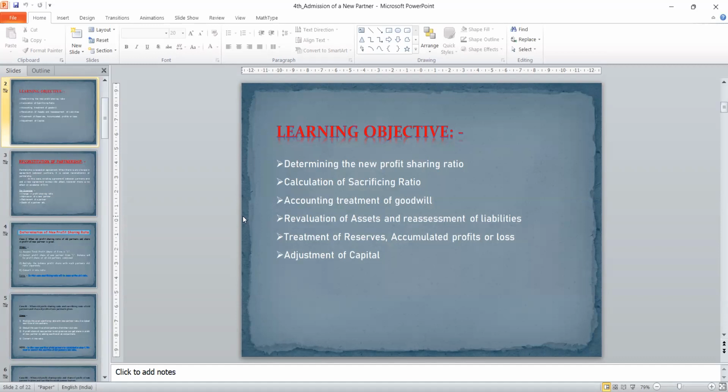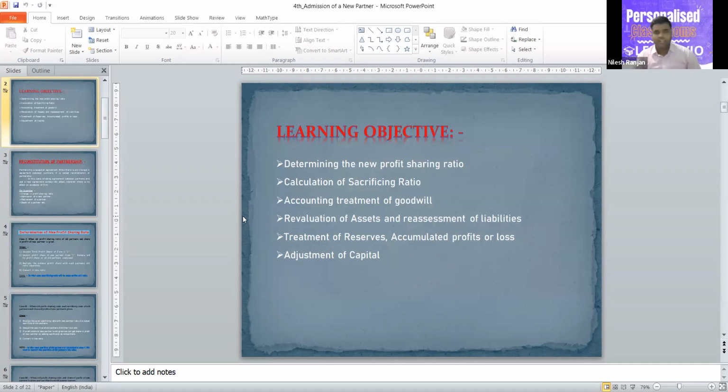Can you tell me? I don't know how to explain it. You don't know what revaluation is? I know, sir, revaluation of assets is calculating the assets after there has been a change in them over a period of time, and reassessment.